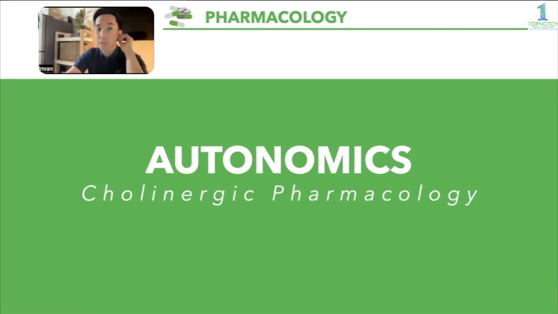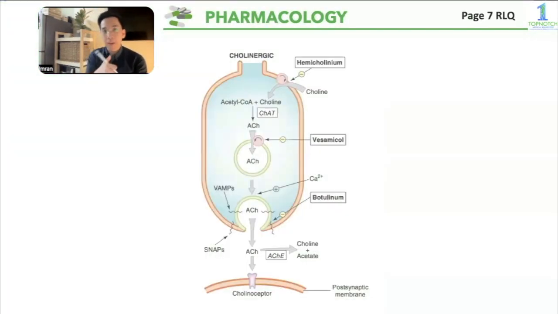Okay, so next, let's start with our cholinergic pharmacology. To start, we have to know how acetylcholine is formed, because acetylcholine is the main neurotransmitter used in your cholinergic nervous system. That is why it is called cholinergic, because of acetylcholine. So choline enters your presynaptic neuron through a transporter, and that's inhibited by the inhibitor hemicholinium. Now, once choline enters, it is combined with acetyl-CoA by choline acetyltransferase, forming acetylcholine.